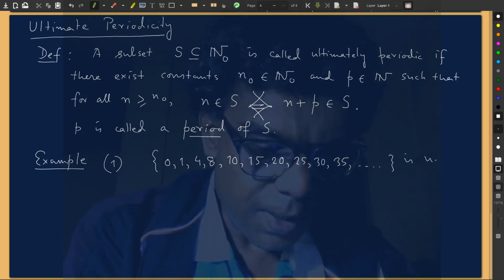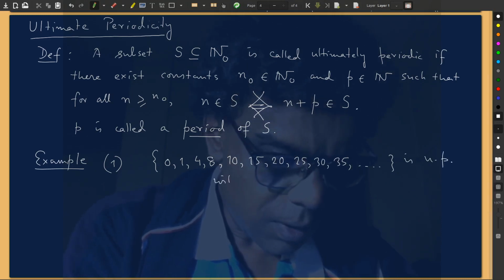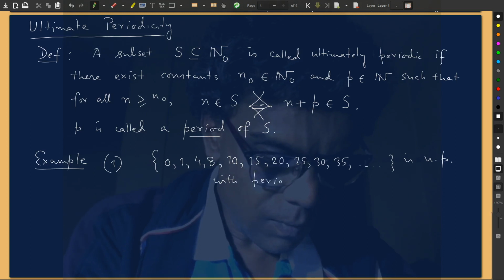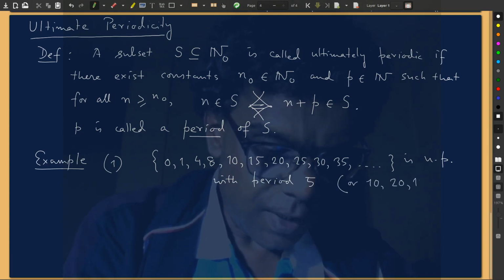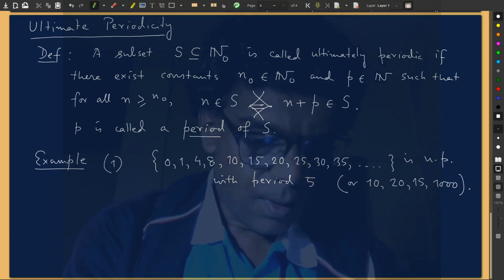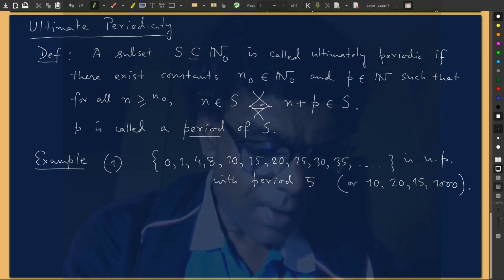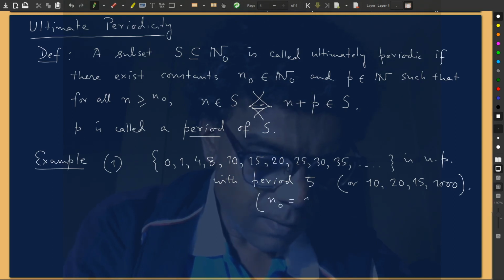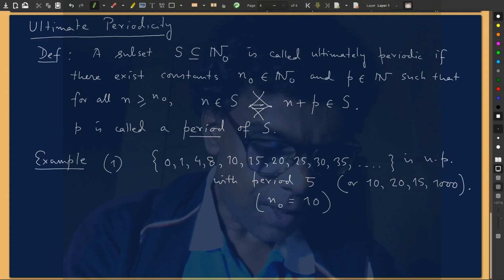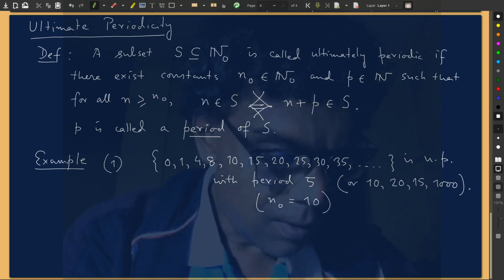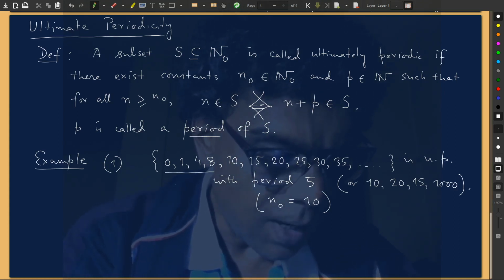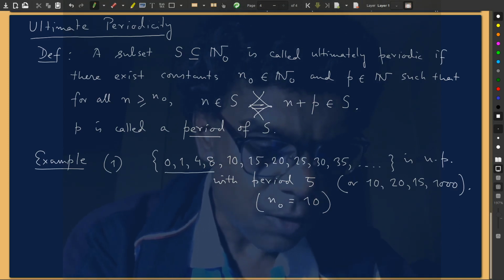This is ultimately periodic with period 5. Actually, 5 is a period, 10 is also a period, 15, 20, 1000. These are all periods. So 20 plus 5, 10 plus 5, and here n0 is 10. It did not start from the very beginning, but from some point onward, this must happen. So this is called the initial non-periodic part, the aperiodic part, and after that, this is showing full periodicity.